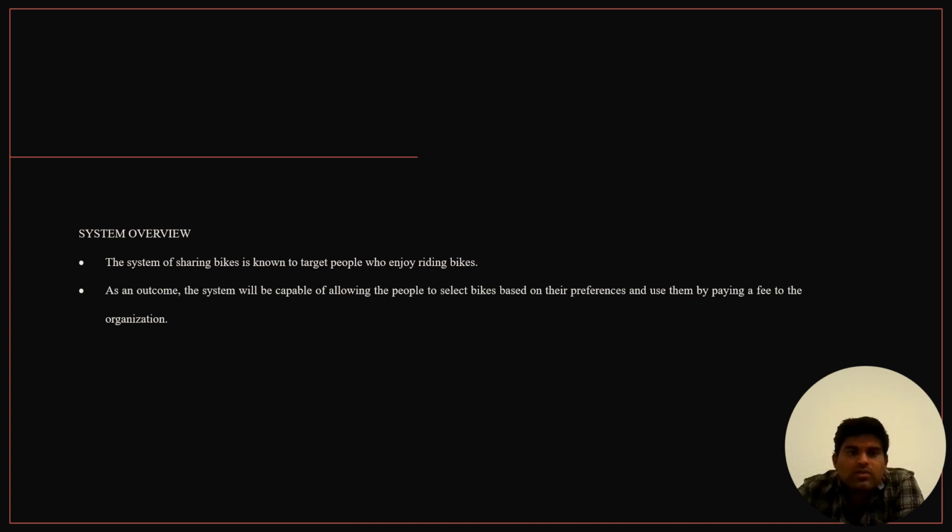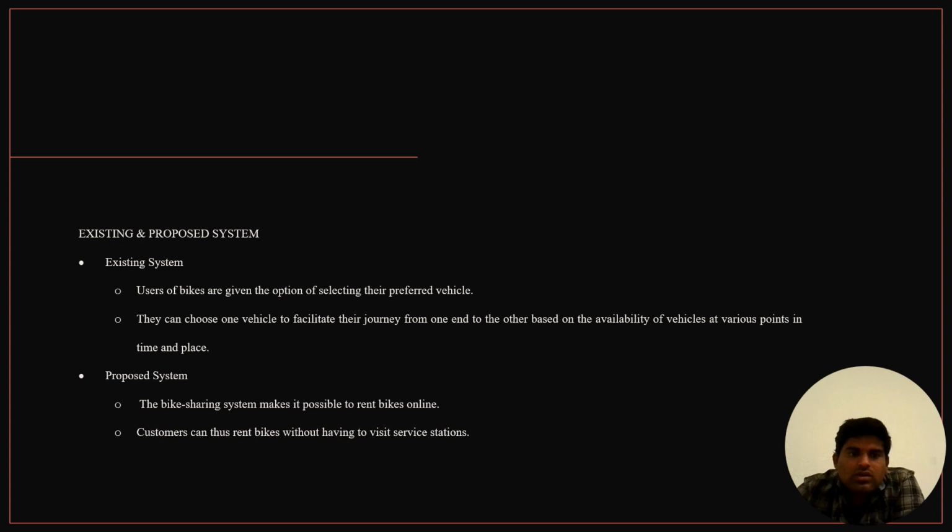Coming to the system overview, the system of sharing bikes is known to target people who enjoy riding bikes. As an outcome, the system will be capable of allowing people to select bikes based on their preference and to use them by paying a fee to the organization.